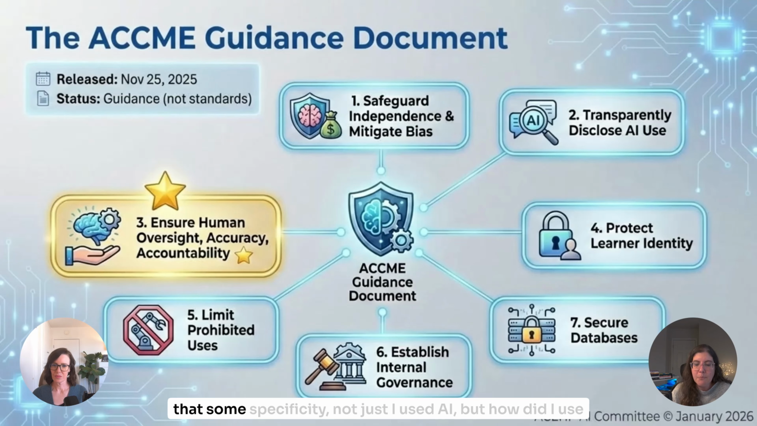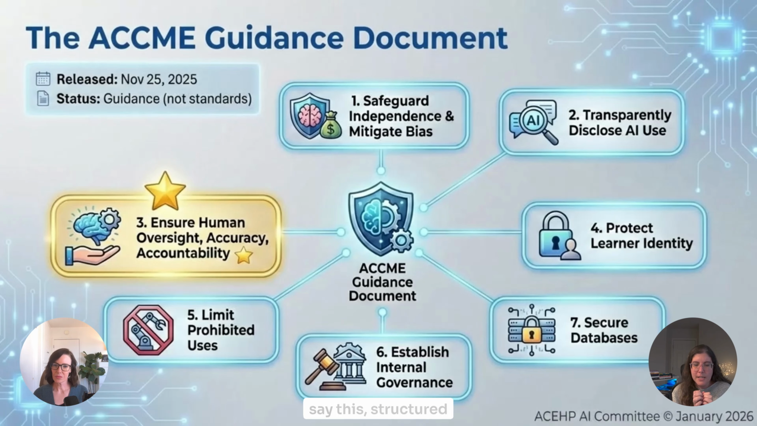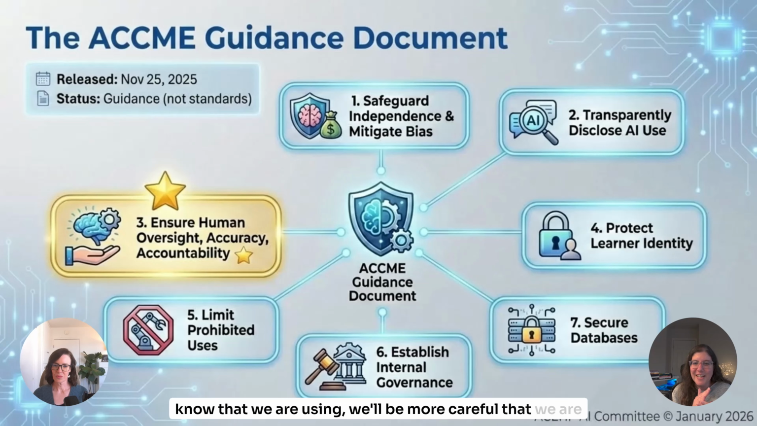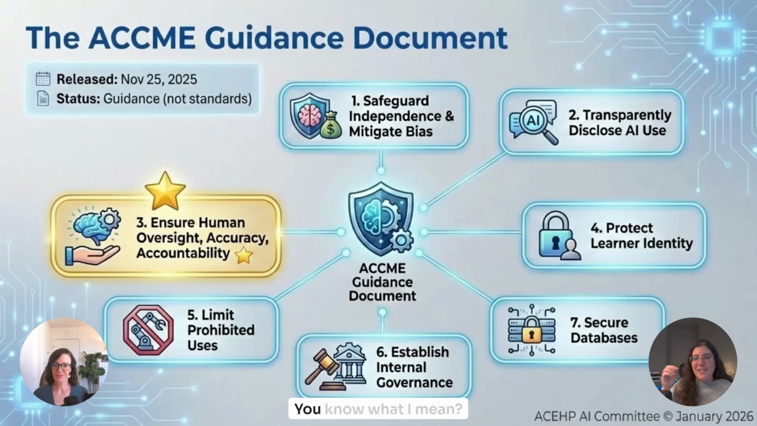And that this has some specificity, not just "I used AI," but how did I use AI and which AI did I use, also helps us be more structured and more careful that we are using the right tool for the right job if we have to document it. And people reading or watching what we produced can also judge the products based on what tools we use. So I think this is a good thing, and it establishes transparency as what we expect people to do, as opposed to a good thing that if people do it, they're being good. You know what I mean?